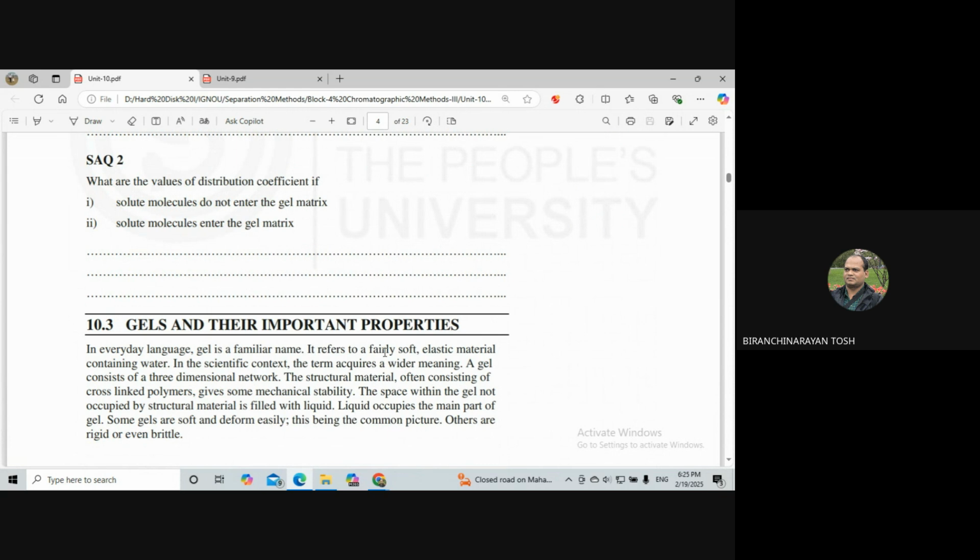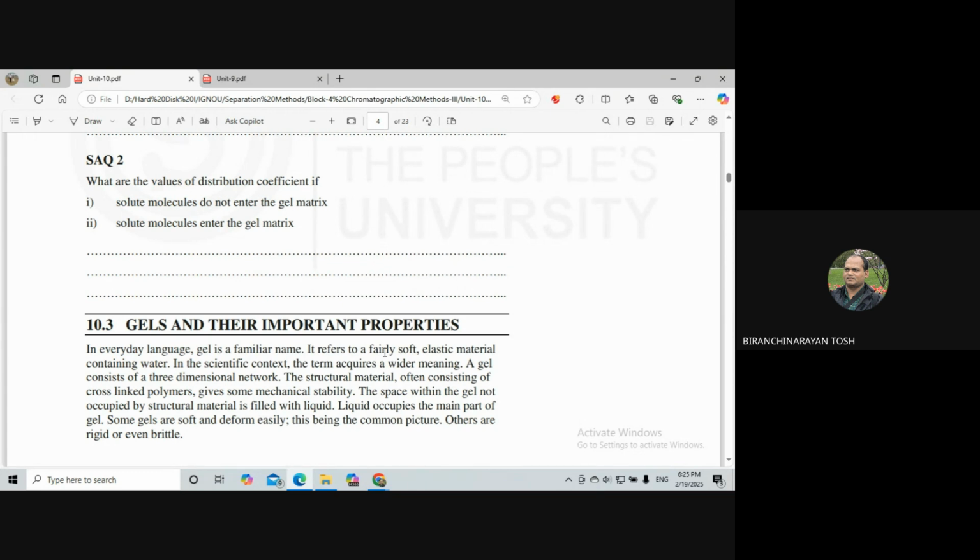What are gels? So we know what a gel is. It refers to a fairly soft elastic material containing water. In the scientific context, the term acquires a wider meaning. A gel consists of a three-dimensional network. That means it will have a cross-linked polymer structure, and when it is placed in a desired solvent, it will swell up to form a gel-like structure. Gel means more solid and less solvent. If it is more solvent and less solute, then it is a solution. The reverse is gel.